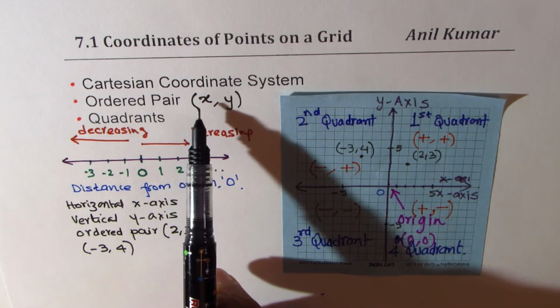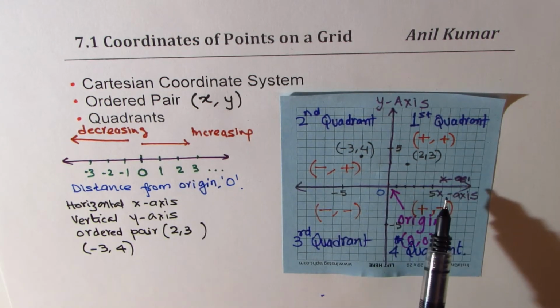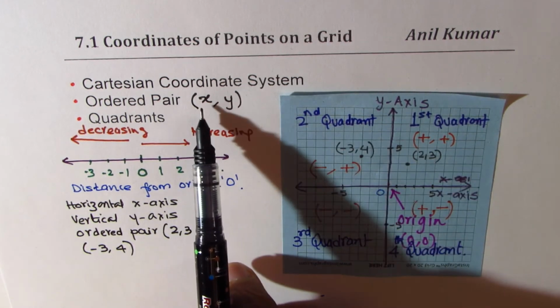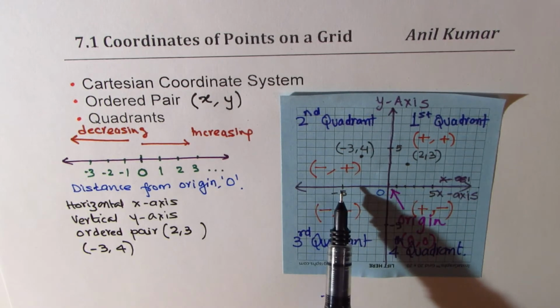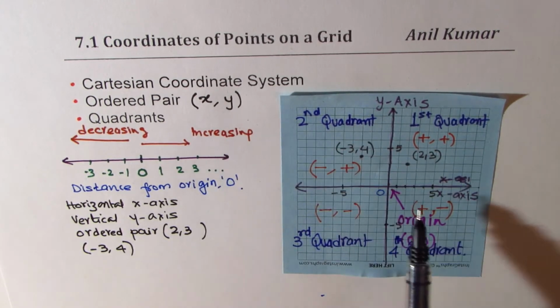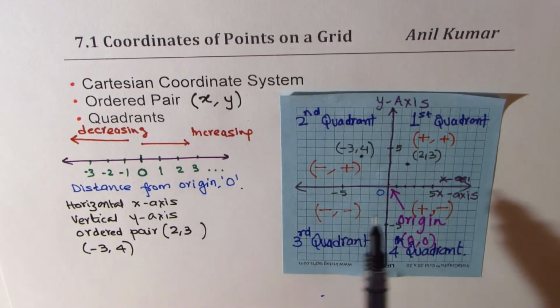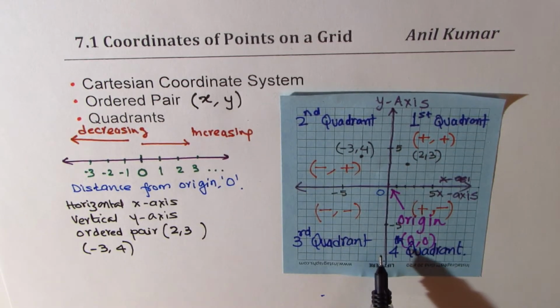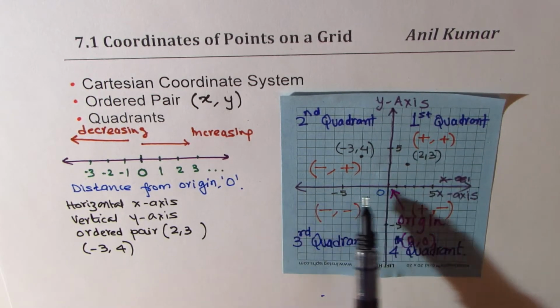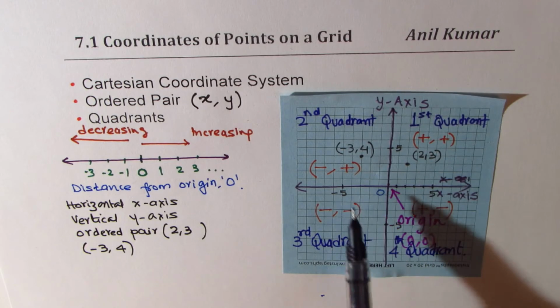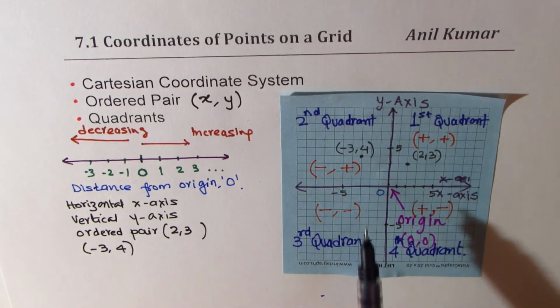If x is positive, we are moving towards the right of y-axis. If x is negative, we are moving left of y-axis. If y is positive, we are moving above the x-axis, and a negative value of y means move downwards, below the x-axis. The intersection of these two axes divides the coordinate plane into 4 quadrants.